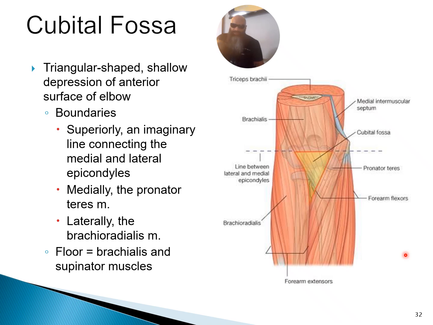But I need you to understand that superiorly, you're going to create a little alignment, a little dotted line between your medial and lateral epicondyles of your distal humerus. That's going to be the superior border. Medially, your pronator teres is marked right in there. Right here, see that little guy? That's pronator teres. And then laterally, your brachioradialis, which is a large muscle here.